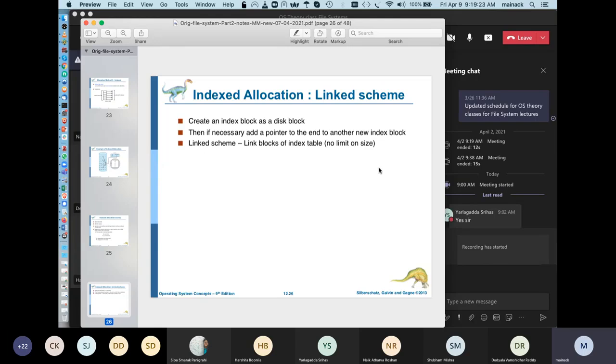What does it mean? It means that the index table can be infinite in size, or at least not infinite, but rather it can actually take all the free space in a hard drive. So theoretically, there is no limit on size in this indexed allocation linked scheme. Okay, so essentially, the linked scheme is, I would even say, a hybrid again, the hybrid that I was talking about. It's a hybrid of indexed allocation and linked allocation. The difference is that the linked allocation is only used on the index table.